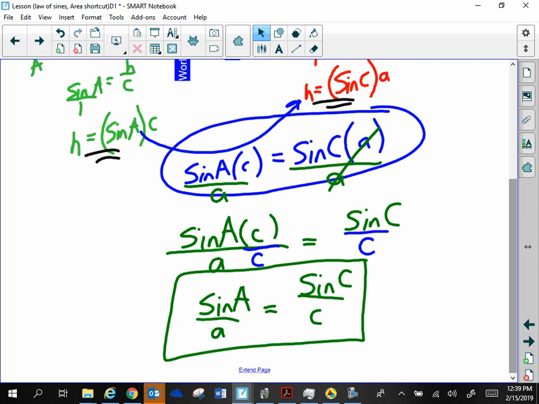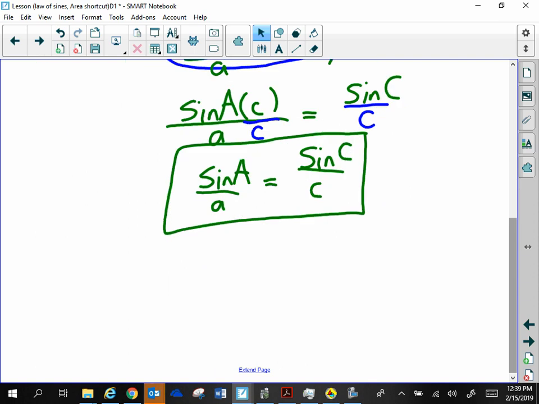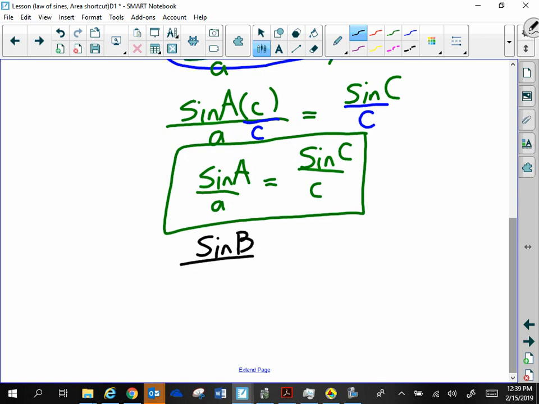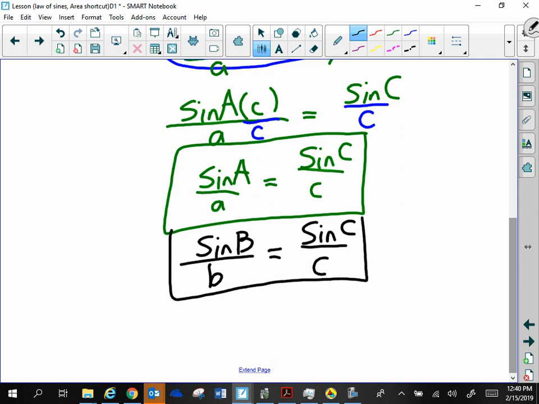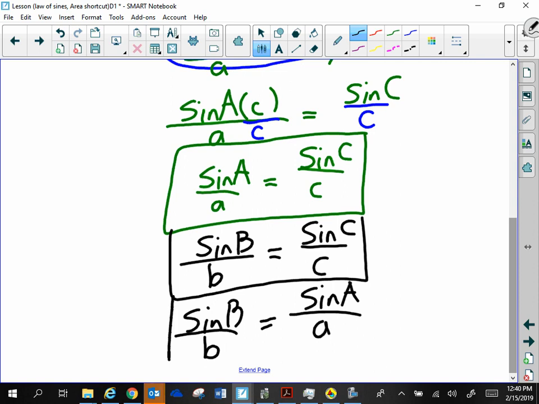Now, that's one version if I chose to use angle A and angle C. Just to shorten this lesson down, make note that if I did angle B, I'm just going to use the side that's opposite of it. And then I can either use side C or side A. It does not matter. These rules are going to work as well. It can be any ratio between the sine of the angle and the side that is opposite of that angle.